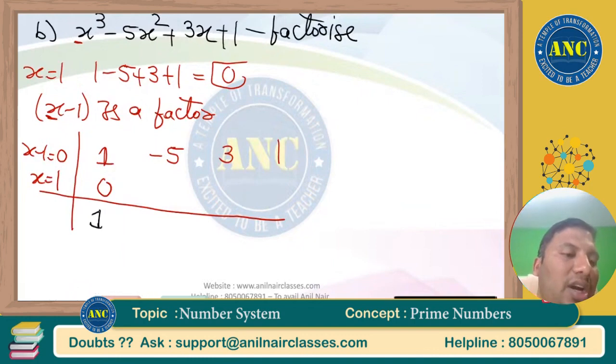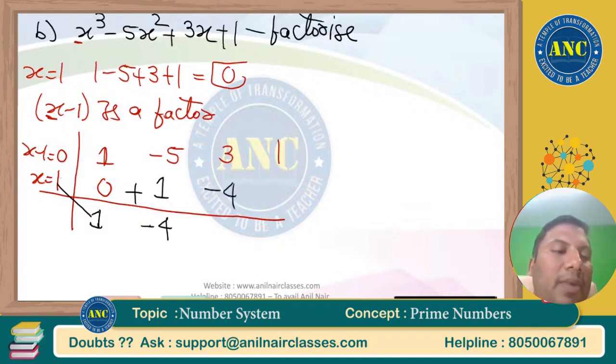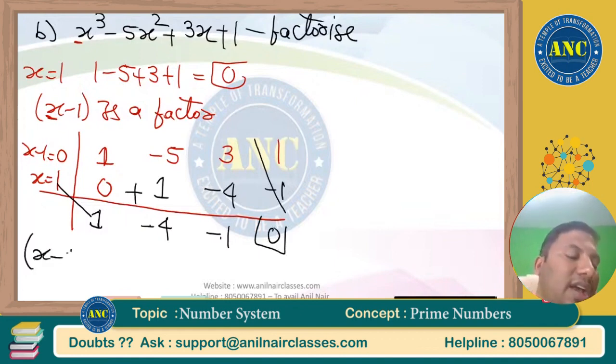1 plus 0, 1. Cross multiply. 1 ones are 1. Add it. Minus 5 plus 1, minus 4. Cross multiply. Minus 4. 3 minus 4, minus 1. Minus 1 into 1, minus 1. 1 minus 1, 0. 1 minus 1, 0. That means x minus 1 is a factor.